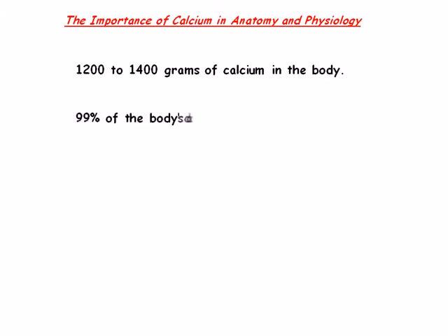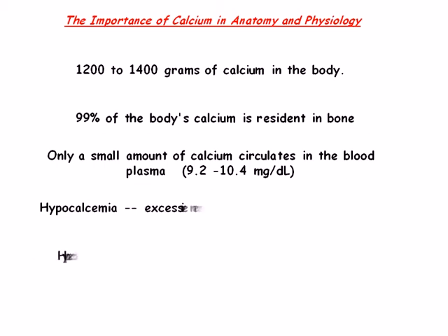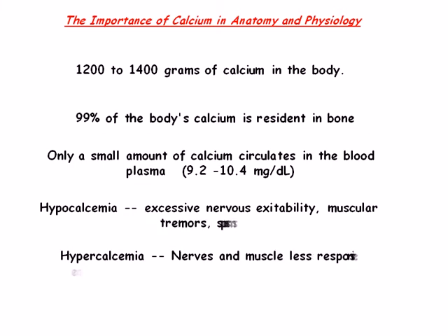Bone tissue plays a significant role in maintaining calcium blood levels. The body contains about 1,200 to 1,400 grams of calcium, of which 99% is resident in bone. Only 9.2 to 10.4 milligrams per deciliter circulates in the blood plasma. Changes in blood calcium levels cause significant changes in, amongst other things, nervous and muscular tissue, leading to spasms, muscle weakness, and emotional disturbances.